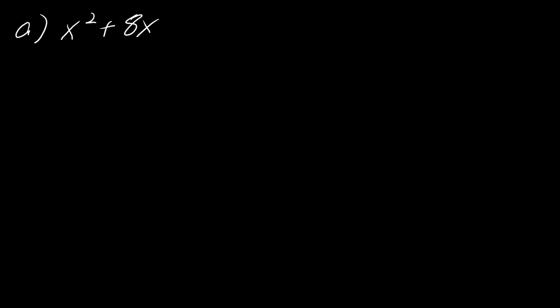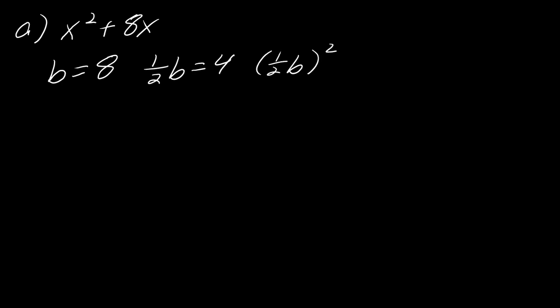And now I'm just going to compress the steps. The way that this normally will look, first you identify your b. What's in the b position here? That would be the 8. Then you do half of b, so half of 8 would be 4. And then you'll do your half b squared, so what is 4 squared? That's 16. So now I want to take this 16 and just add it to the end.